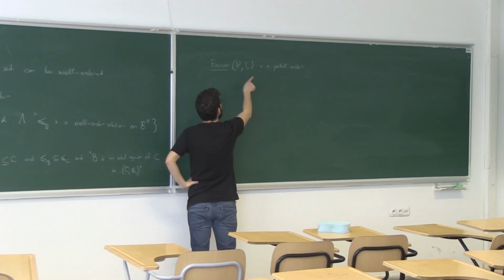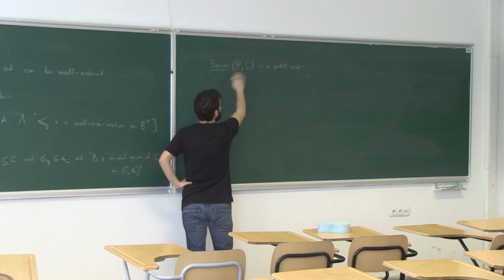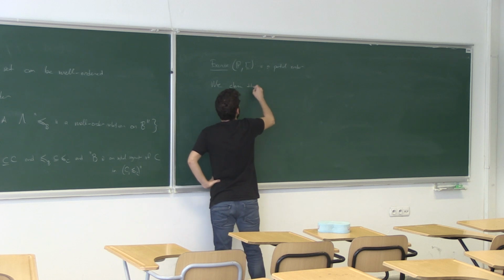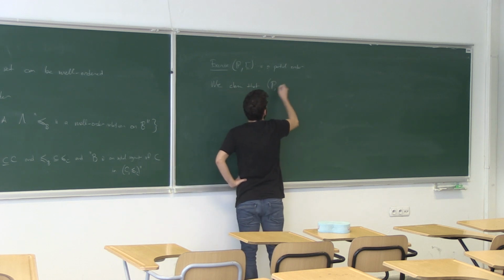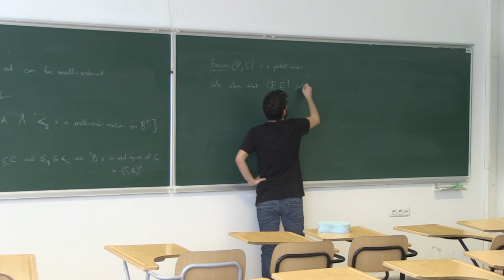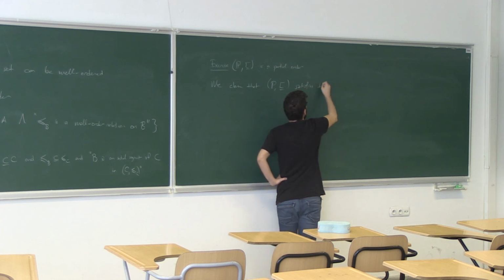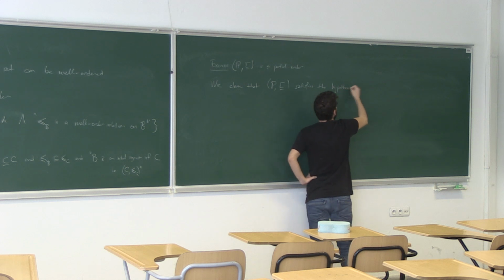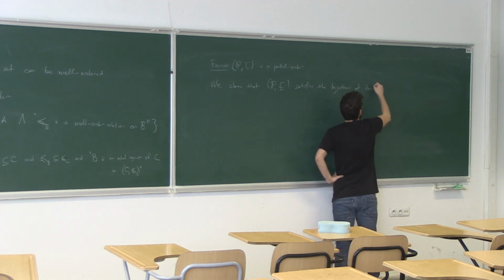I'm not going to assign the next part as an exercise. I want to say some words about this. So this is a partial order. We claim that this partial order satisfies the hypothesis of Zorn's lemma.